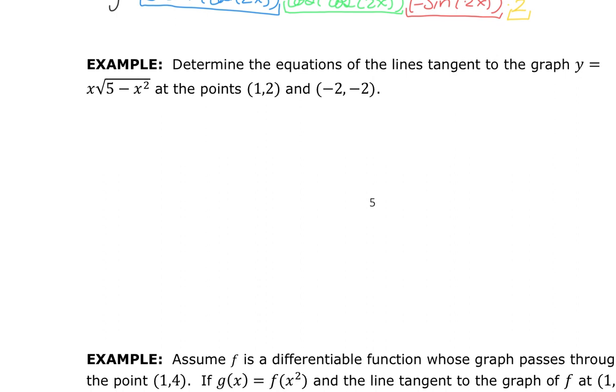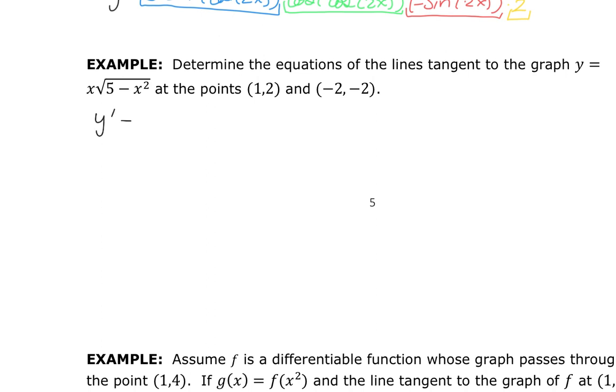Now, we're asked to determine the equation of the lines tangent to the graph y is equal to x square root of (5 minus x squared) at these given points. So we know that when we're asked to find the tangent lines, one of the first things we have to do is figure out what my x sub 1 and my x sub 2 is. Those are given to me, so I don't have to do that. So then what I need to do is just find my derivative.